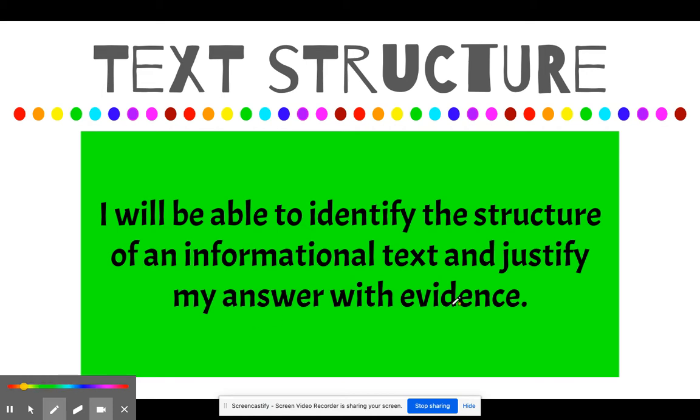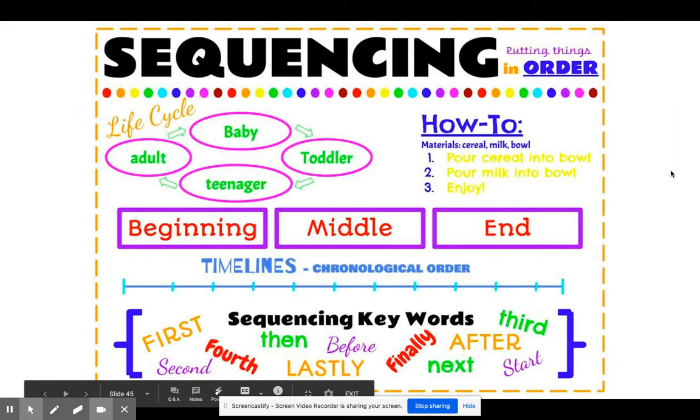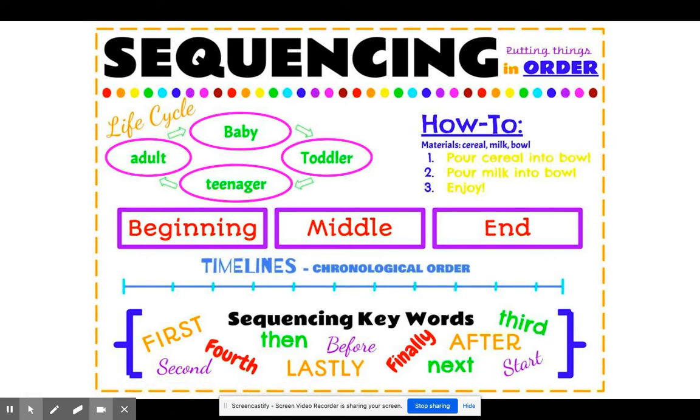So remember, this is our goal. We're identifying the structure of an informational text. We're justifying with evidence from the text, okay? Today, the review that we're going to do is going to be sequencing. We know sequencing is putting things in order, okay?